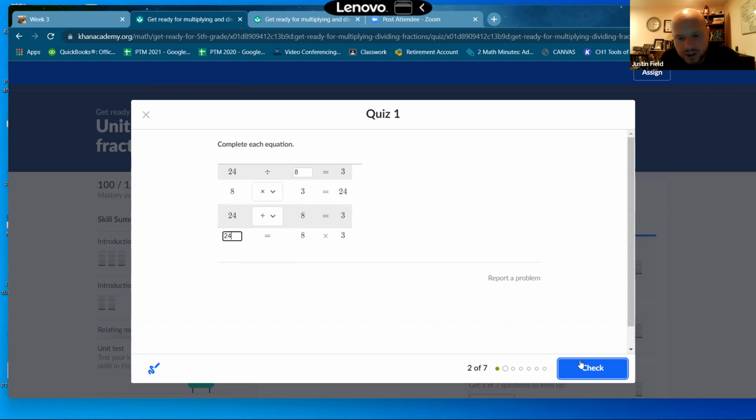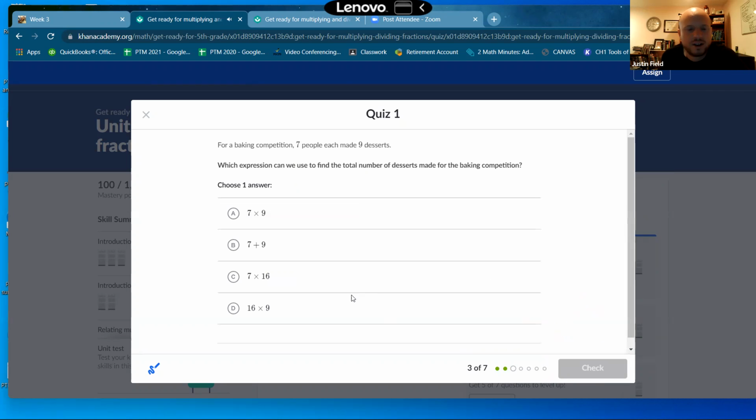So that's just a little puzzle meant to check your understanding. For a baking competition, 7 people each made 9 desserts. Which expression can we use to find the total number of desserts? So you really want to think about this in terms of, draw a picture. Don't just guess and say, I'm multiplying, I'm dividing, because you're not learning anything. And this is about learning.